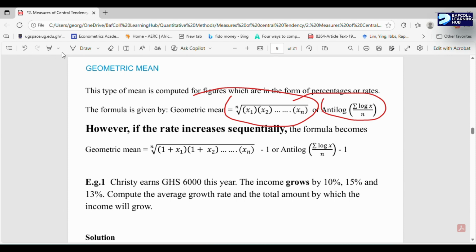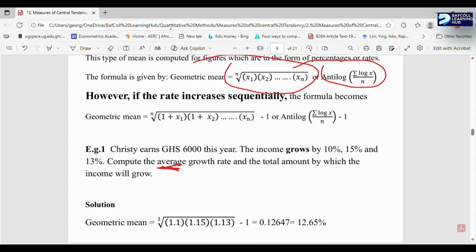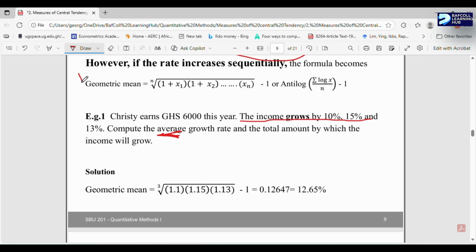Upon hearing average, we know that average is dealing with mean. Now, over here, we have the various formulas that we can apply. Looking at the second instance, when the rate grows sequentially, we can see that the income of Christy grows sequentially. First it goes by 10%, next it goes by 15%, and then it goes by 13%.